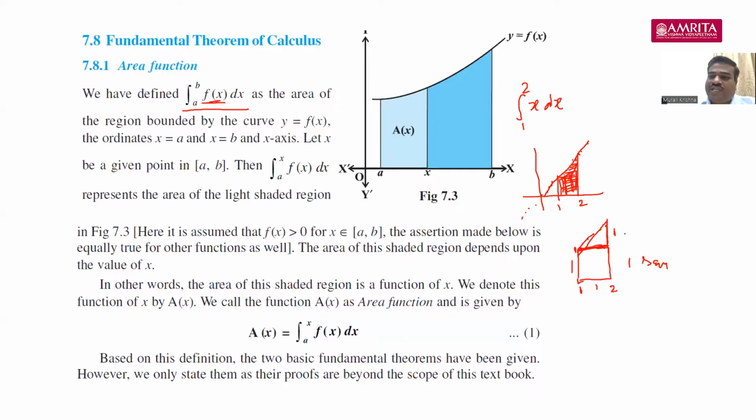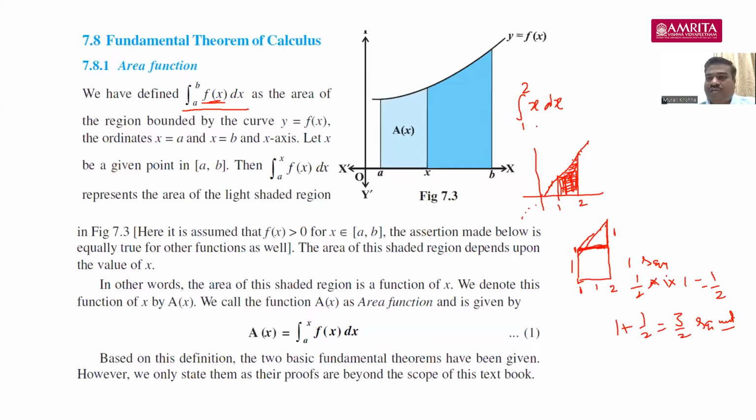So this triangle area is half into base into height, which is equal to half. Total area is this triangle area plus this square area. So together we can say 1 plus half is equal to 3 by 2 square units. So in a simple way we can understand that this integral 1 to 2 x dx answer is 3 by 2. But this is by means of areas.